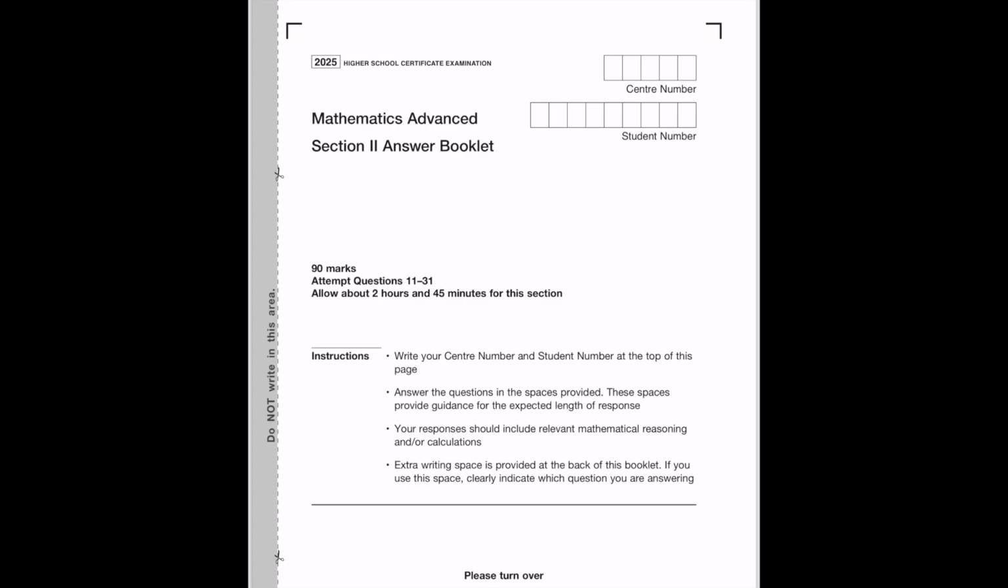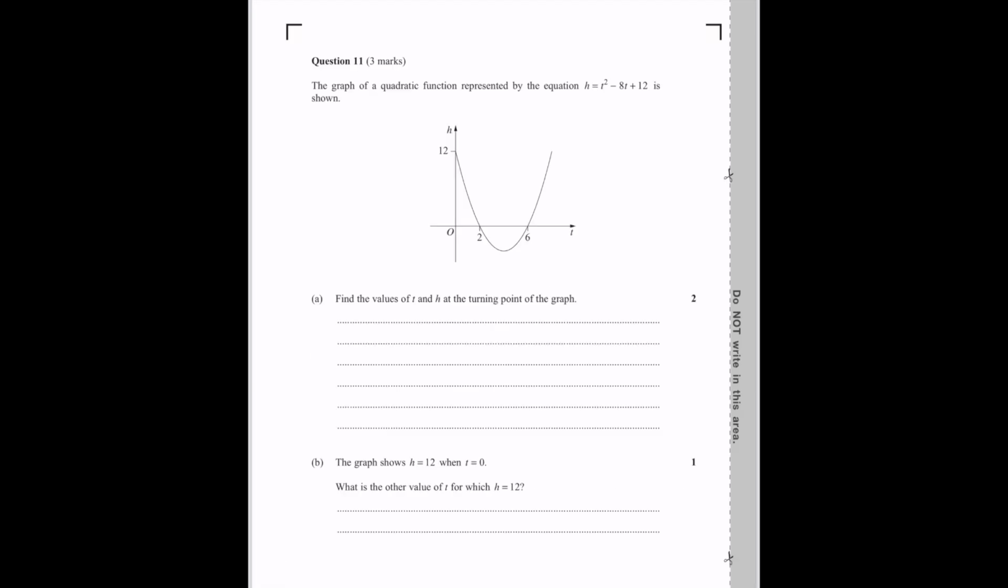Hey everyone, today we're going to take a look at the 2025 HSC Maths Advanced paper, specifically section 2, and it's going to be questions 11 to 22.